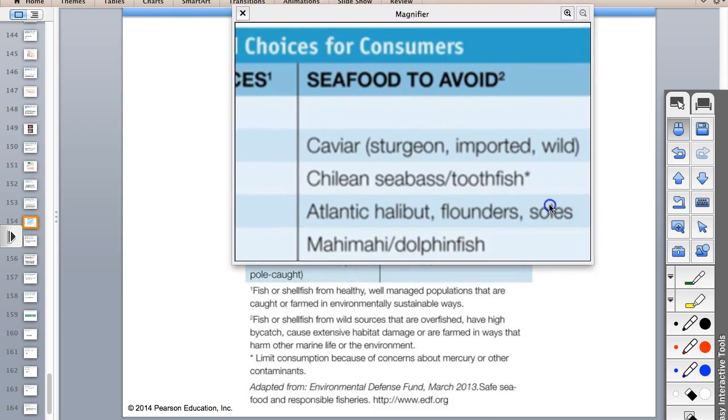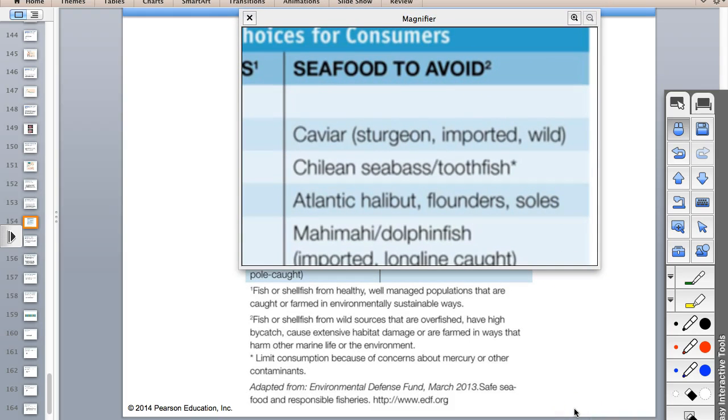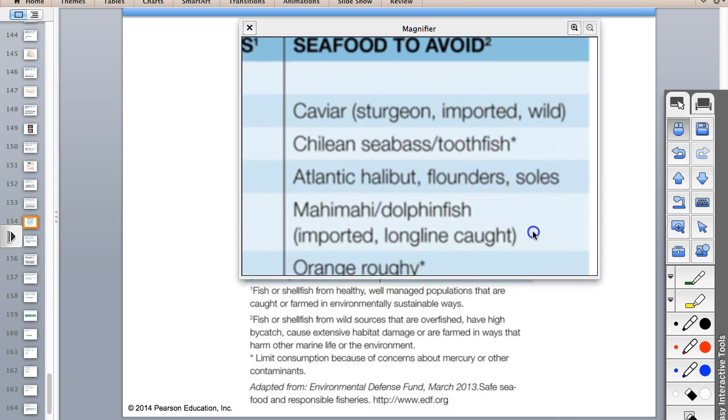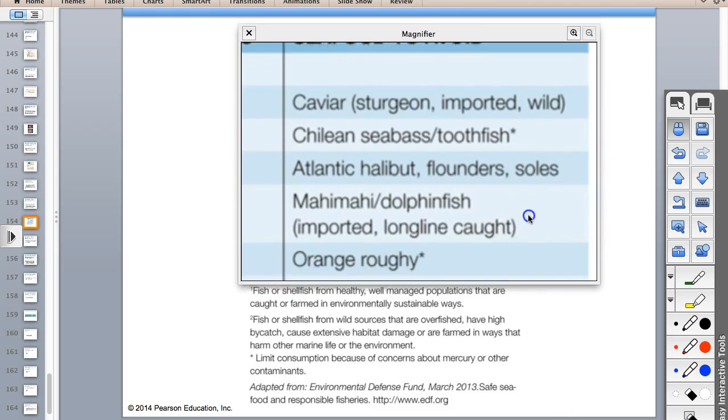Let's talk about what not to eat. Caviar, you don't want to eat caviar because those are little fish babies. They didn't get to make it. Follow me? All right. Chilean sea bass, these are really overfished. Anything from the Atlantic is no.